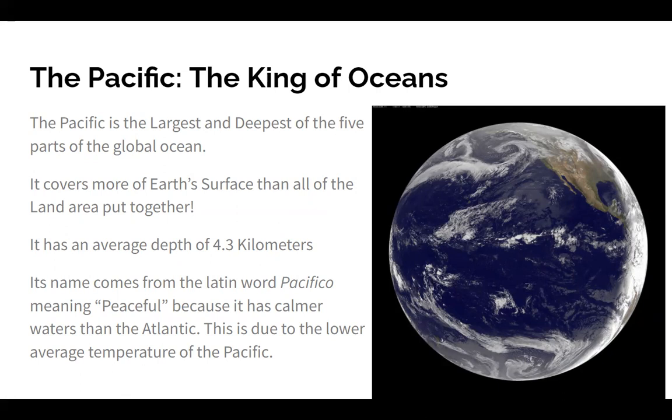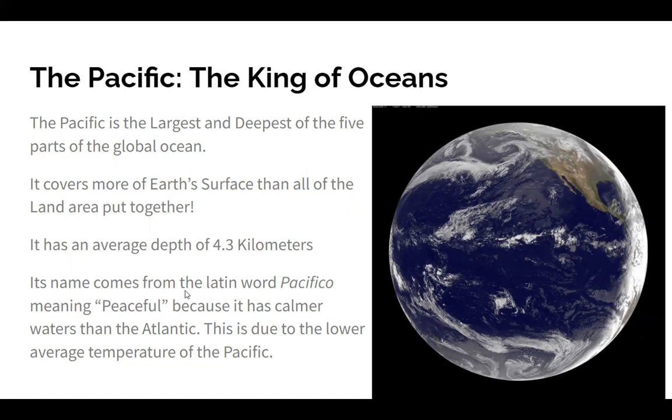Covers more of the Earth's surface than all of the land area put together. I believe that the Pacific Ocean covers something like 43 or 42% of the surface of the Earth. It is humongous. If you have a globe, I want you to check out a globe and just look at the Pacific Ocean and see how much you can cover of the Earth's surface from your point of view with just the Pacific Ocean. If you look at the South Pacific, it's very difficult to see any other land.